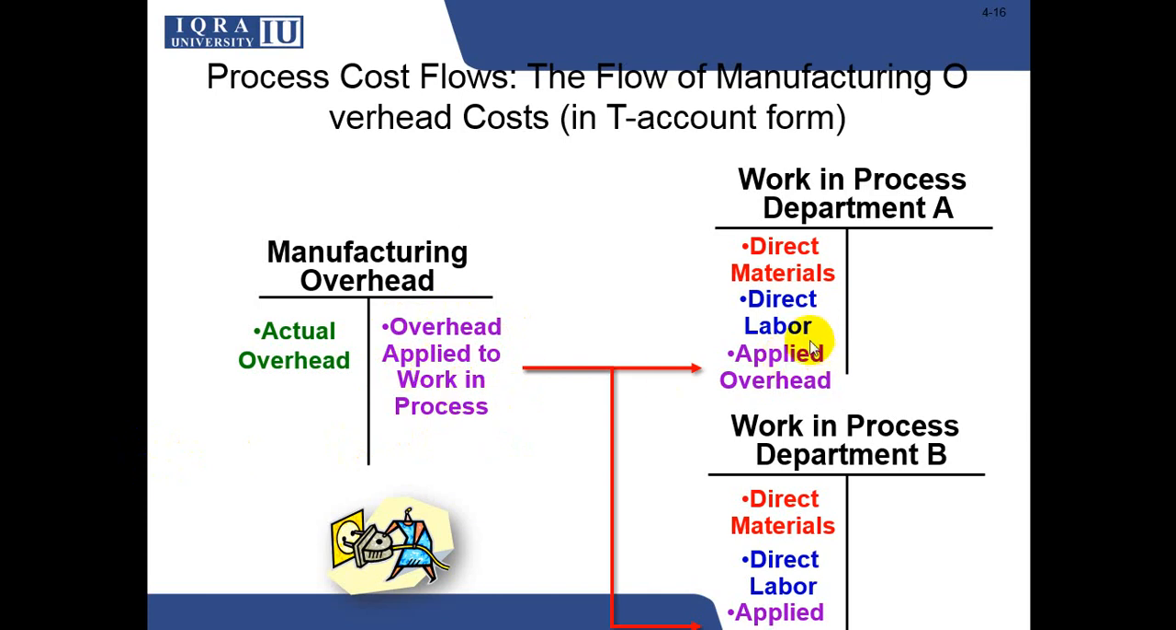Applied overhead is again part of the WIP debit. Overhead applied to production: how much is applied? We will write here in Department A and in Department B. So we take overhead applied to production for Department A and for Department B.